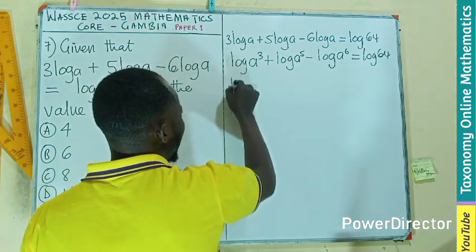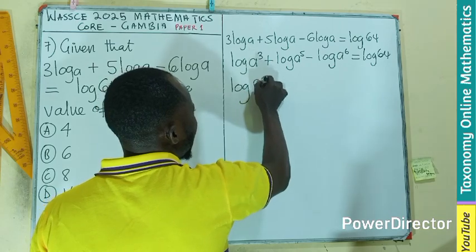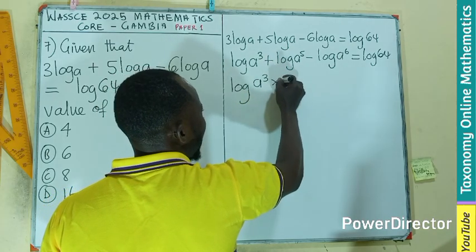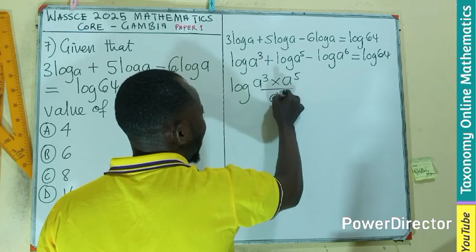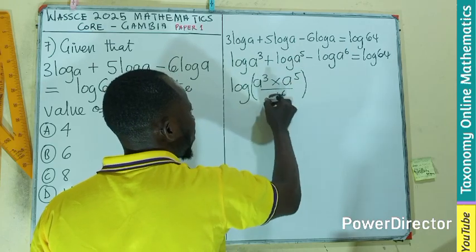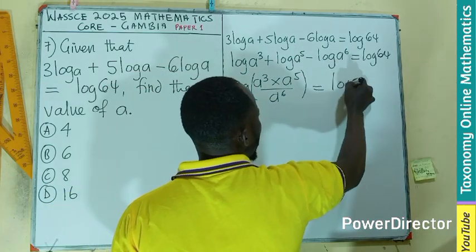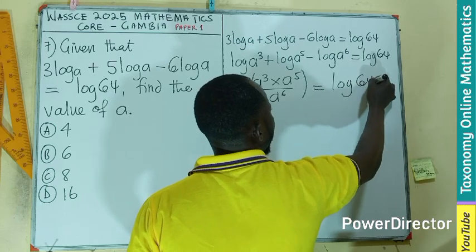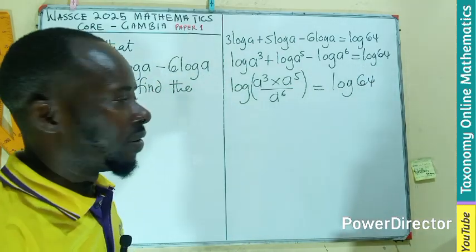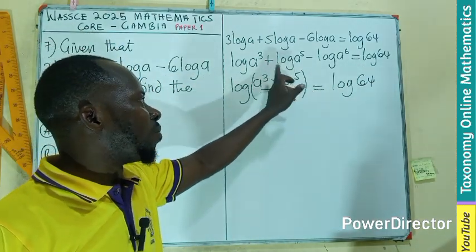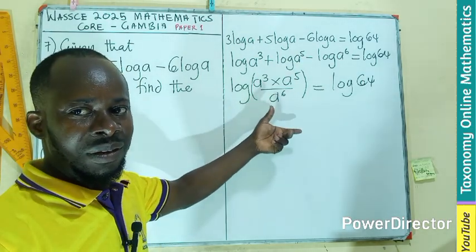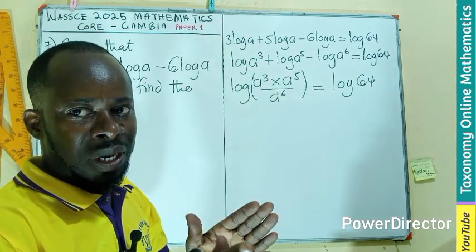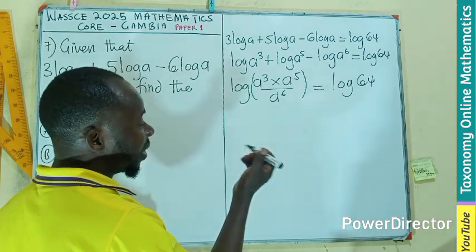So I'm going to have the log of a power 3 multiplying a power 5 because they are adding, divided by a power 6, as the argument equals the log of 64. By indices, we know this is going to be addition of powers. So that will give you a power 8 divided by a, the same base, power 6. That is a subtraction: 8 minus 6.